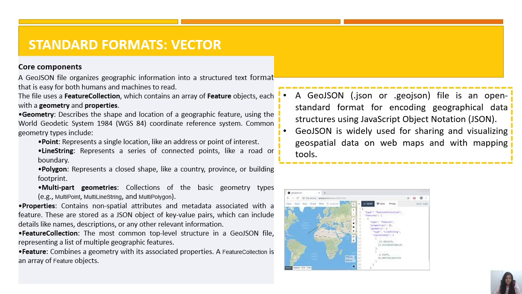It also contains non-spatial attributes and has metadata associated with features. They are all stored in a JSON object as key-value pairs, which is included for detailed naming, descriptions, and relevant features. So they can be associated in various forms. They are widely used for sharing and visualizing geospatial data on web maps with mapping tools.